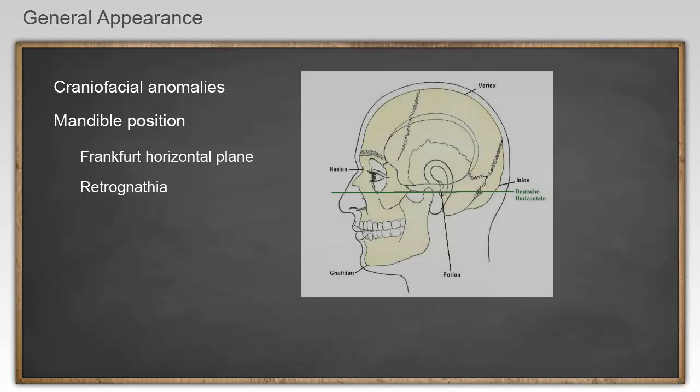Evidence of craniofacial abnormalities in mandible position should be identified. When the patient is in the Frankfurt plane, a line drawn from the inferior orbital rim to the superior rim of the external auditory canal is parallel to the floor, retrognathia can be identified. A line connecting the vermilion border of the lower lip to the pogonion should be perpendicular to the Frankfurt plane. If the mandible protrudes more than 2 millimeters behind this line, it is considered retrognathic.